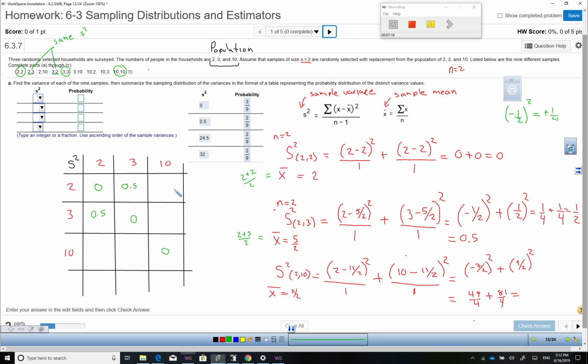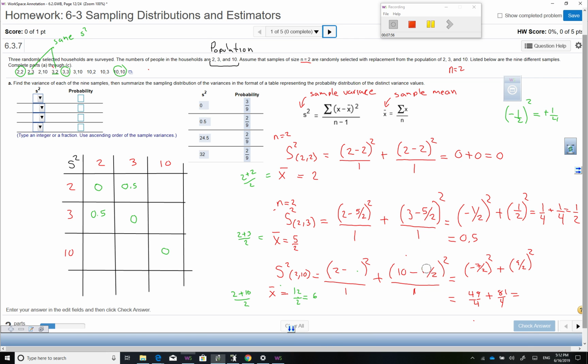Let's continue with the set of 2, 10. So we have this little set, the mean. It's just like that, 11 over 2. Again, how to get this: it's 2 plus 10 divided by 2. That is actually 12, right? 12 over 2, which is 6, right?